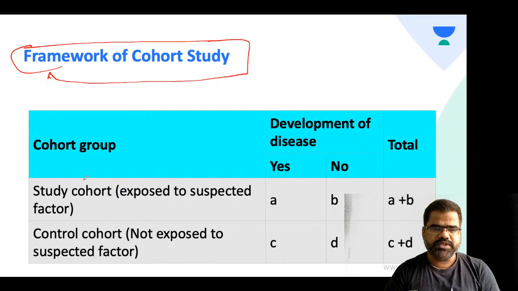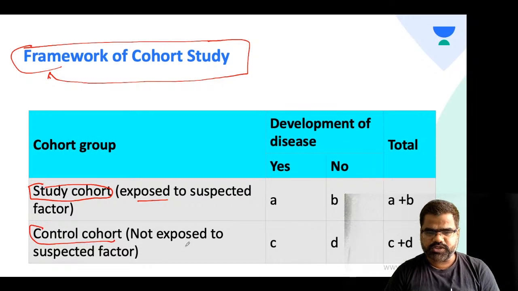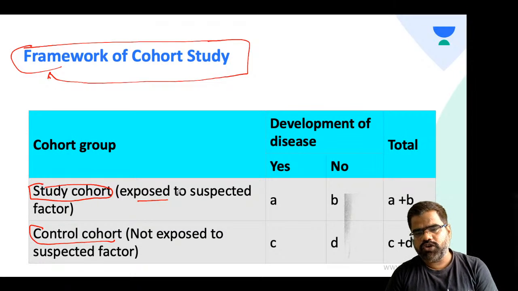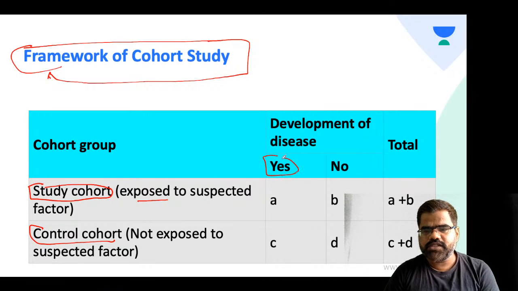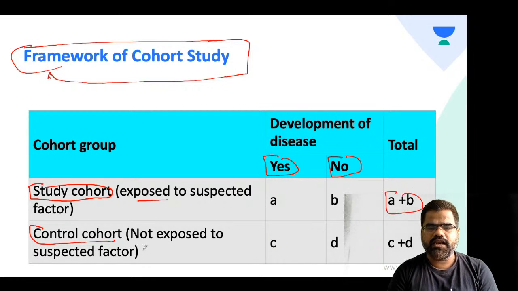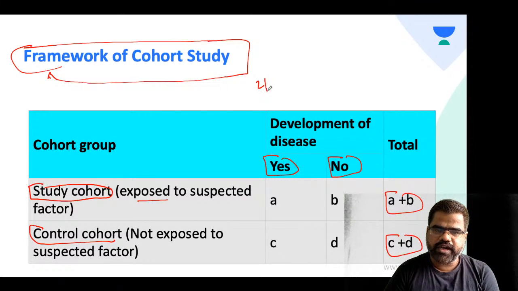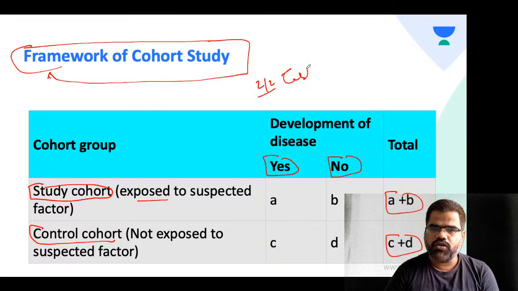So in principle, we have two groups. Study cohort means you are exposing this group. Control cohort is where you are not exposing. You do a follow-up, somebody will develop disease, somebody will not develop disease. I have given these A, B, C, D numbers. Study cohort is A plus B and control cohort is C plus D. So this is my 2 by 2 table for cohort study.